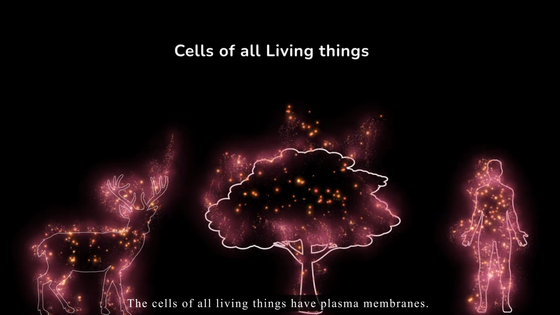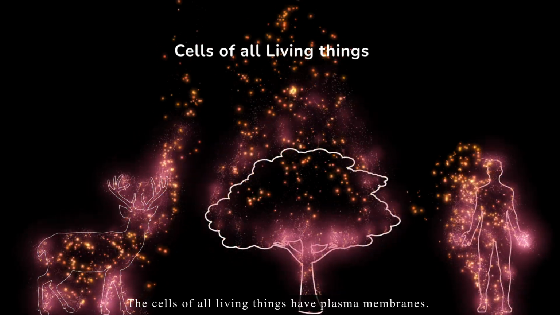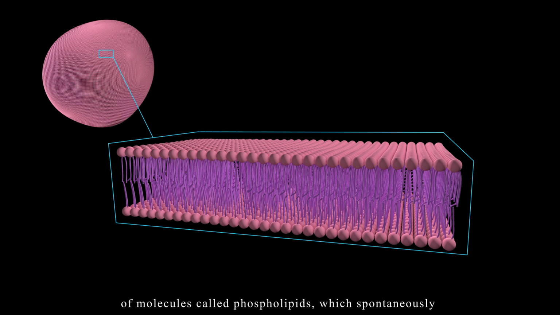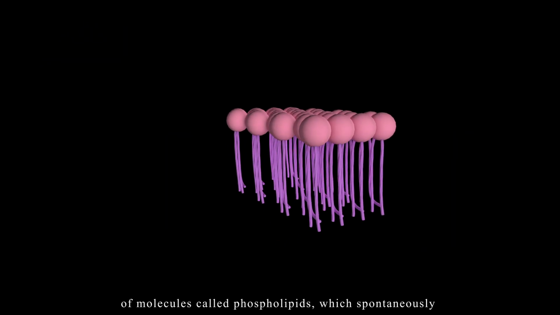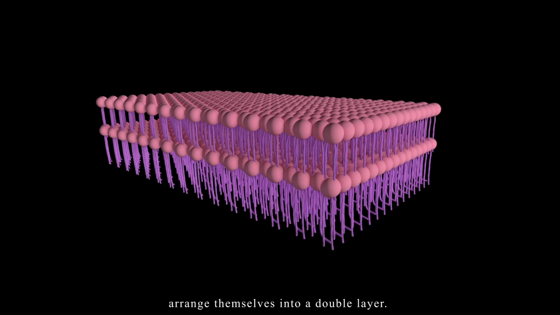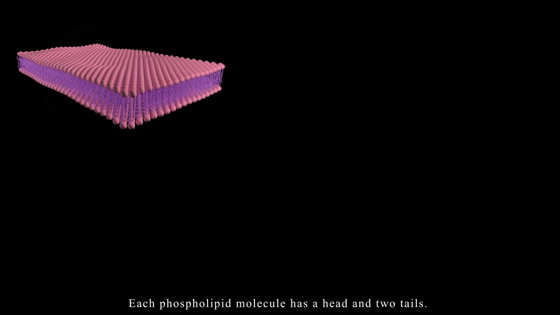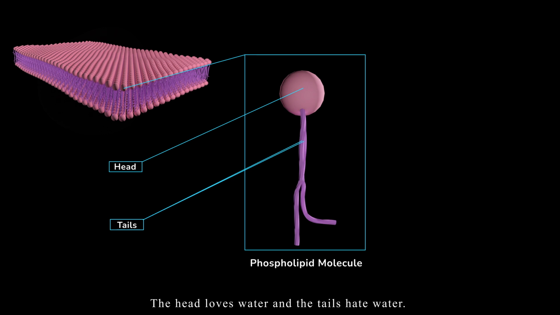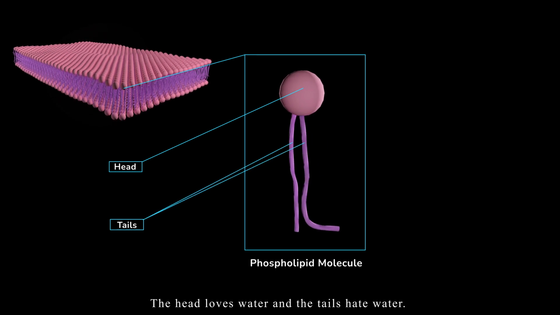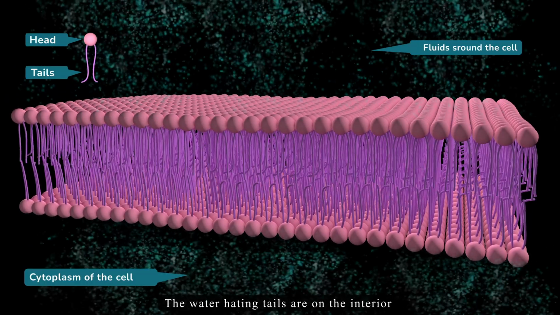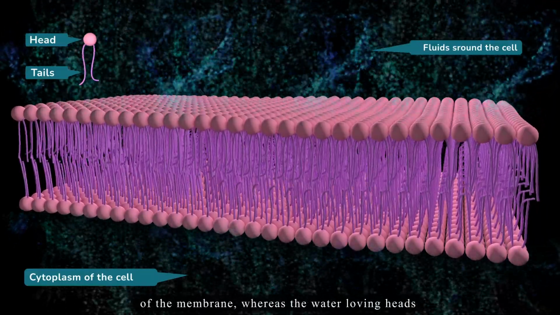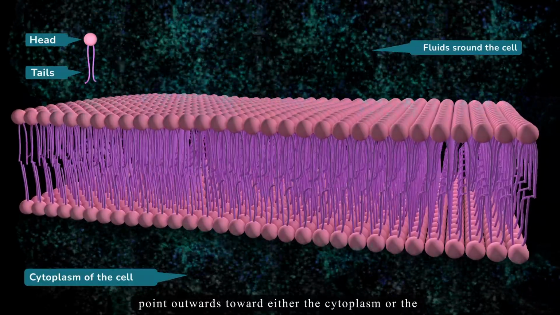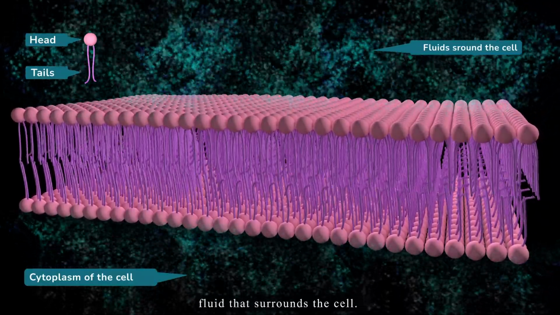The cells of all living things have plasma membranes. The membrane is partially made up of molecules called phospholipids, which spontaneously arrange themselves into a double layer. Each phospholipid molecule has a head and two tails. The head loves water and the tails hate water. The water-hating tails are on the interior of the membrane, whereas the water-loving heads point outwards toward either the cytoplasm or the fluid that surrounds the cell.